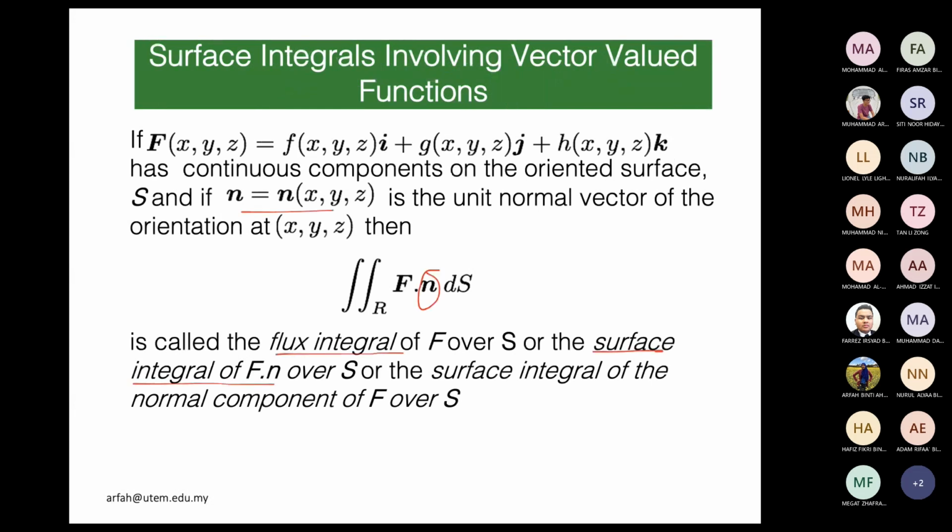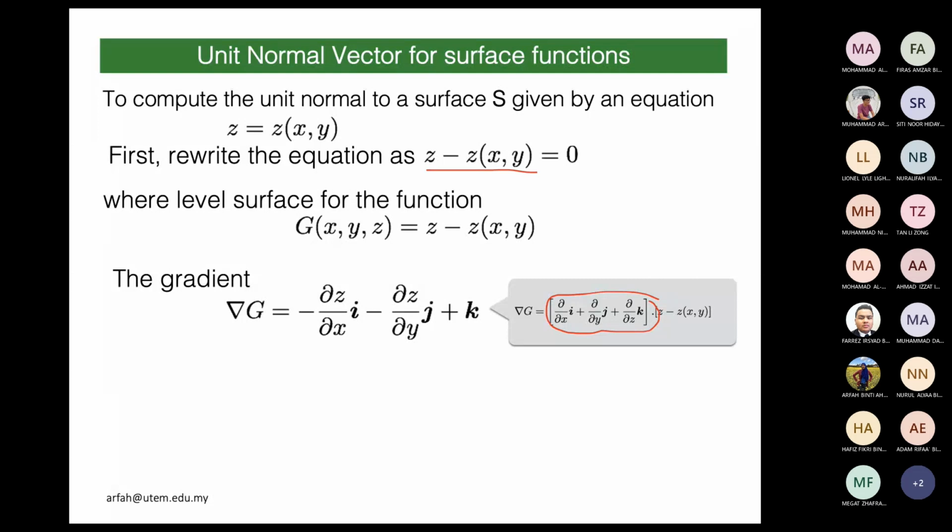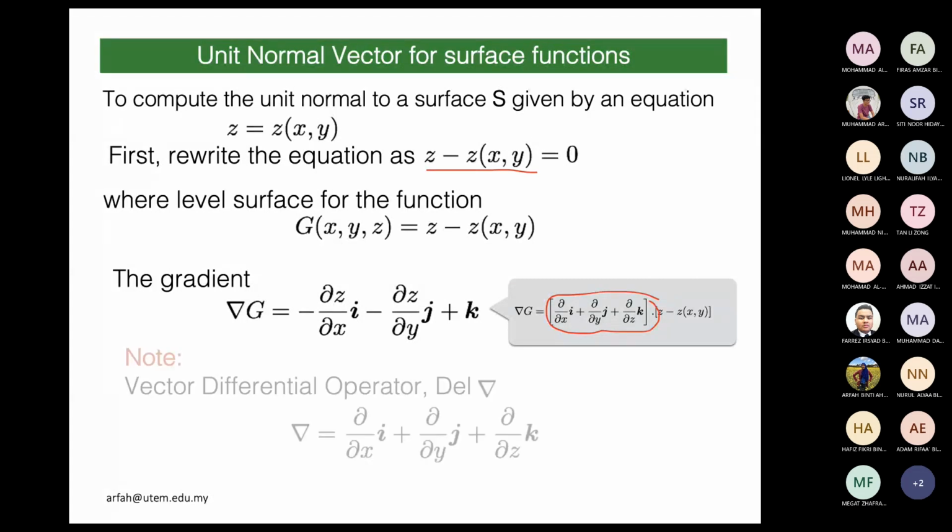Okay. The j component is a function of g and the k component is a function of z. That is why the equation will become this one. Partial derivative with respect to x, y and z for each i, j and k term, multiplied with z minus zy. So the notation, the vector differential operator delta, will be equal to this one, given by delta over delta x i plus delta over delta y j plus delta over delta z k.